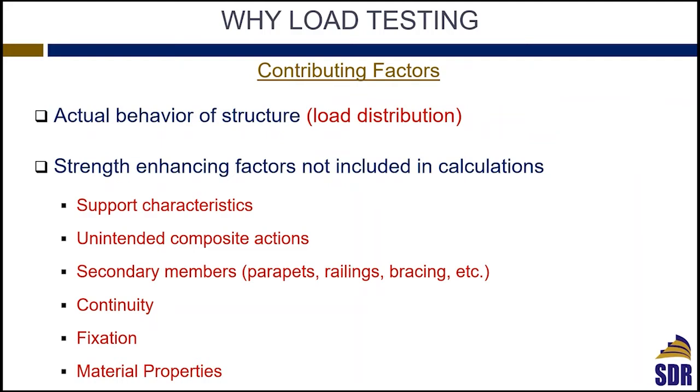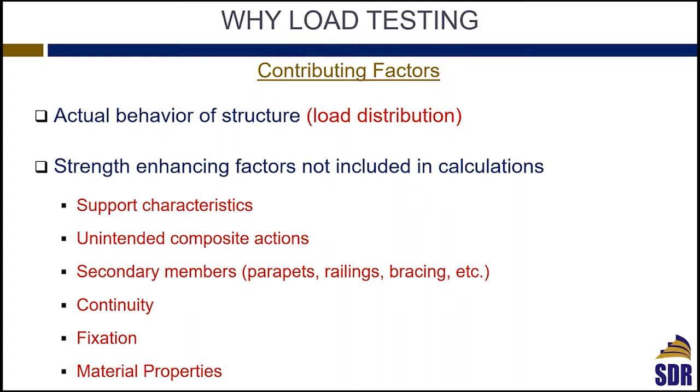Basically, when we load test a bridge, we are trying to capture the actual performance of the structure. In other words, we are trying to determine the actual live load distribution between the different elements of the bridge. In addition, we are trying to account for factors that we can never include in our design. Many of these factors are the support conditions of the bridge, the unintended composite action that could happen in reality, and also some of the secondary members like the railings, the parapets and the bracings. All these elements can contribute significantly to the strength of the bridge, as we will see today.